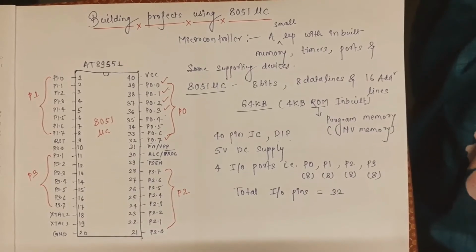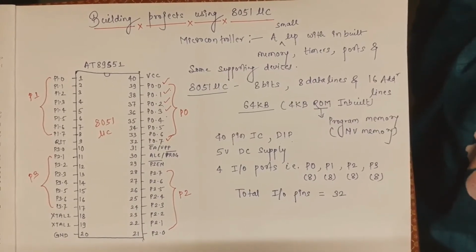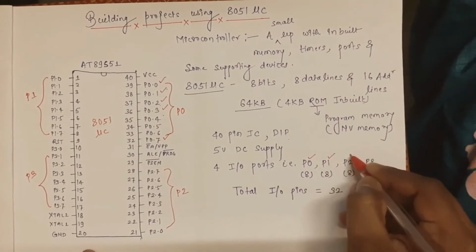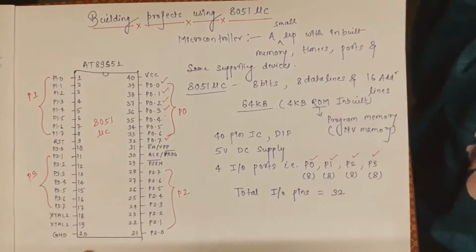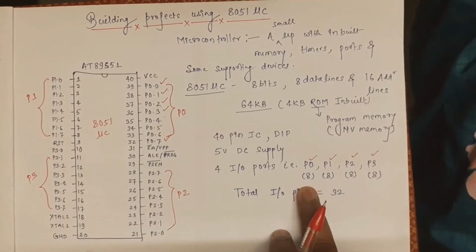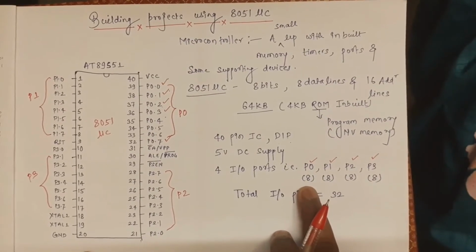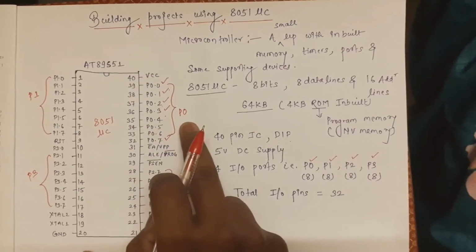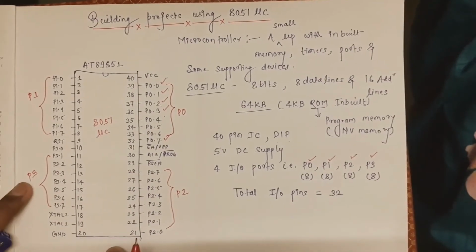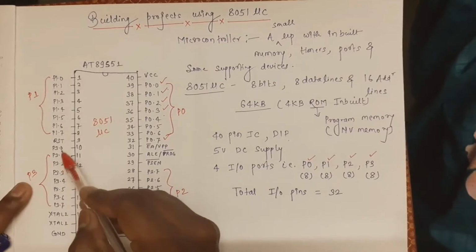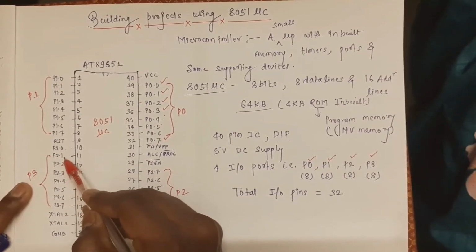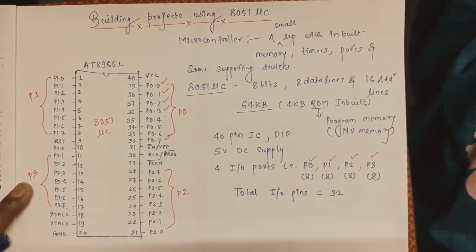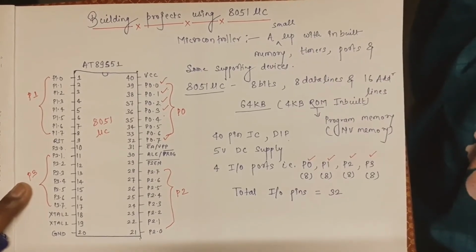Again I am repeating, 8051 microcontroller has 4 ports, that are port 0, port 1, port 2 and port 3. The size of each port is 8 bits that we can see in the diagram. For example, in case of port 3, the IO pins are port 3.0, port 3.1 till port 3.7. So total we have 32 IO pins.